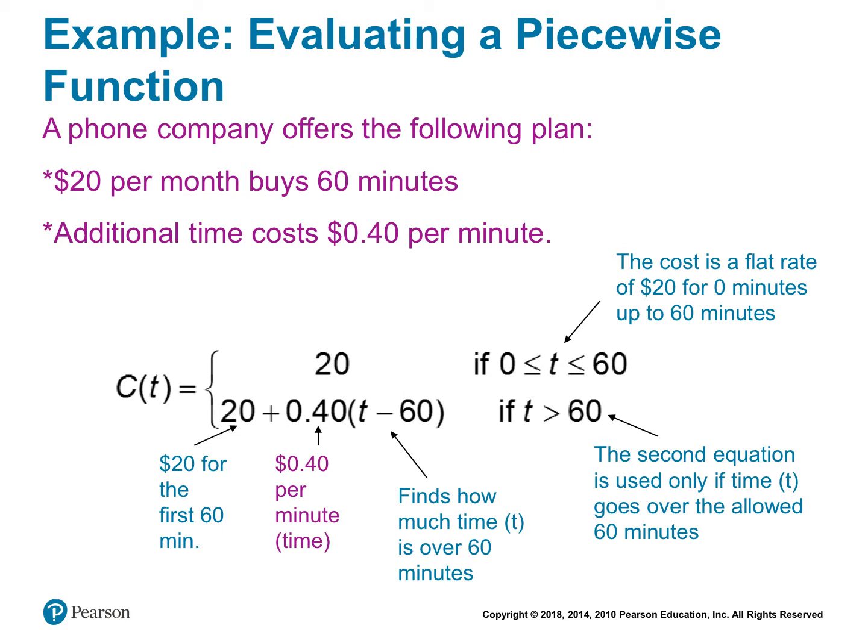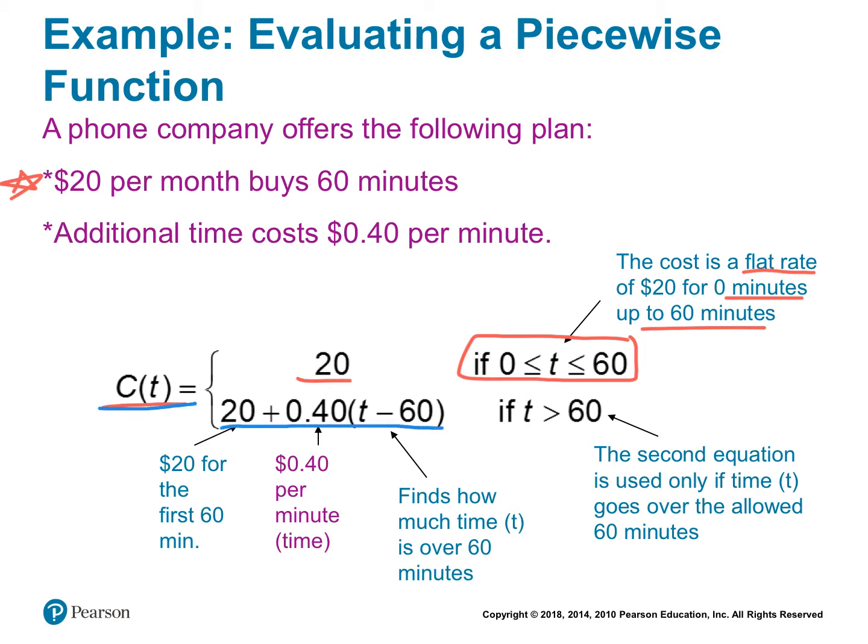So the first equation we can look at is this one here. It's the cost equals 20. So that represents this right here, $20 per month by 60 minutes. So it's a flat rate of $20 for anywhere from 0 to 60 minutes. And that's where we get this piece right here. So it could be exactly 0 and it could be exactly equal to 60, or in between.